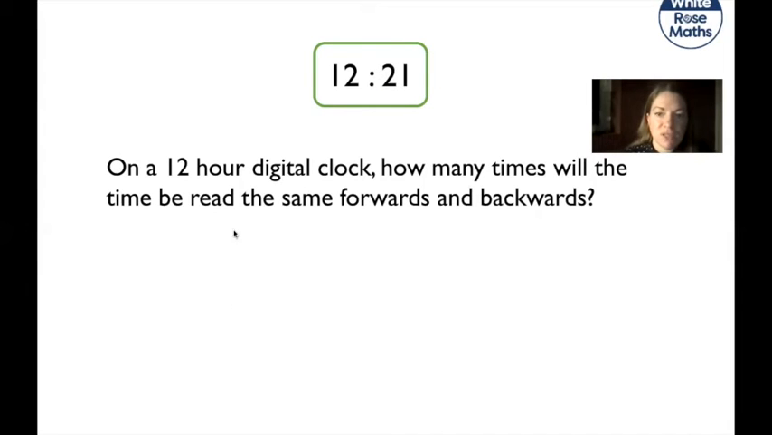So I would be thinking of looking at the hours first of all. You might want to write this one out. So get yourself a piece of scrap paper, write them out. How many times are you going to have the same? Go in that way, go in that way.